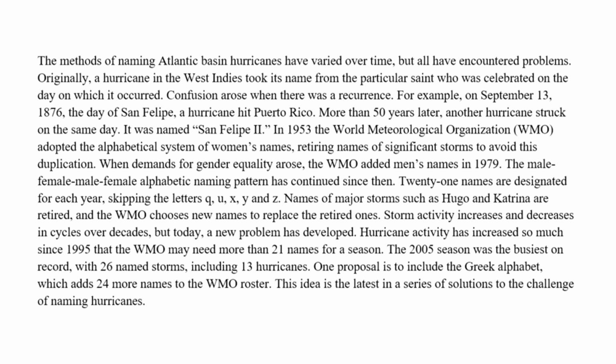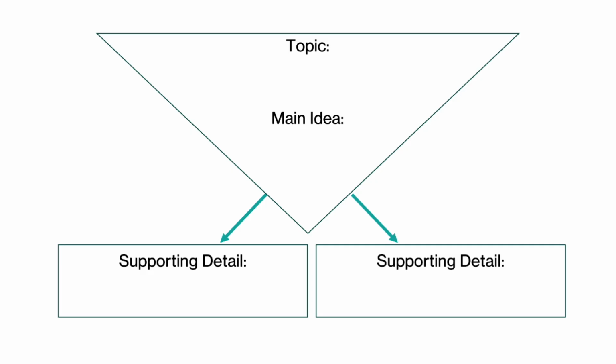Then you would read the whole piece again and pick out supporting details. Supporting details are evidence, examples, opinions, etc. So I'm just going to fast forward to a quick graphic here before I go back. So again, your topic is the naming of hurricanes. Your main idea in what I just read is something like, over the years, the naming of hurricanes has been very challenging. And then you can provide some supporting details.